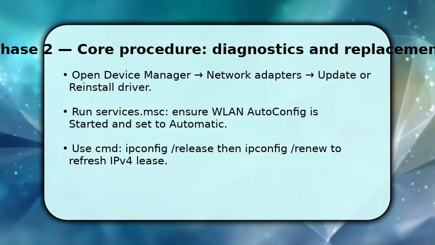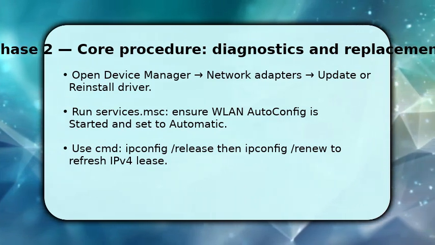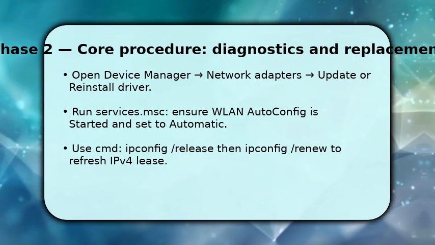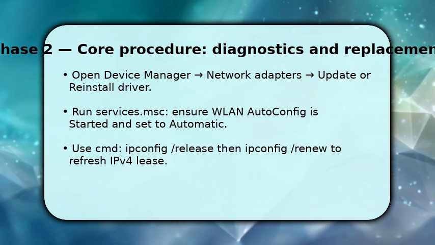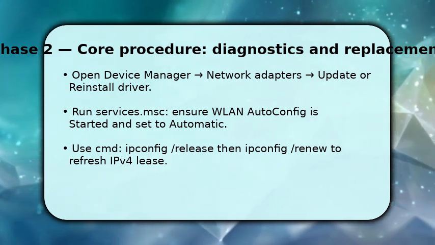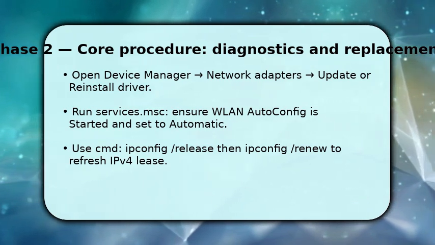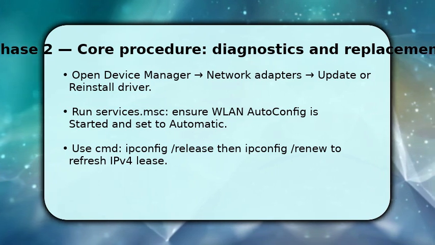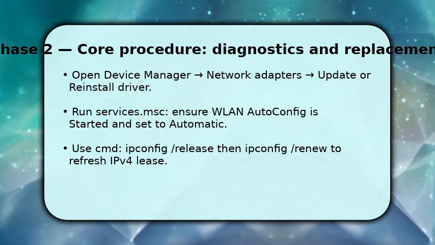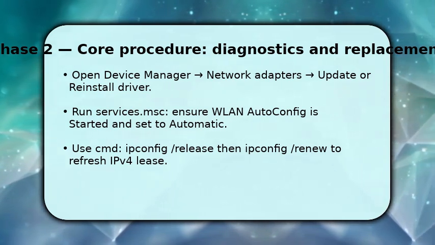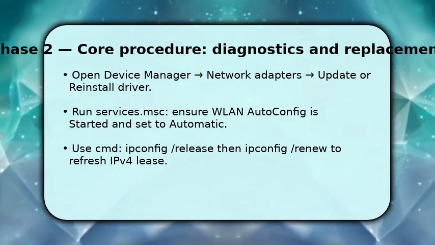Next, you check the software that makes the radio work. Open Device Manager, expand network adapters, and update the wireless driver. If update fails, uninstall the adapter and reboot so Windows reinstalls it. Then open services.msc and make sure WLAN AutoConfig is running and set to automatic. This manages SSID scans and profiles. After that, open an elevated command prompt and run ipconfig /release, followed by ipconfig /renew to get a new IP lease from the router. These steps fix driver and lease problems.